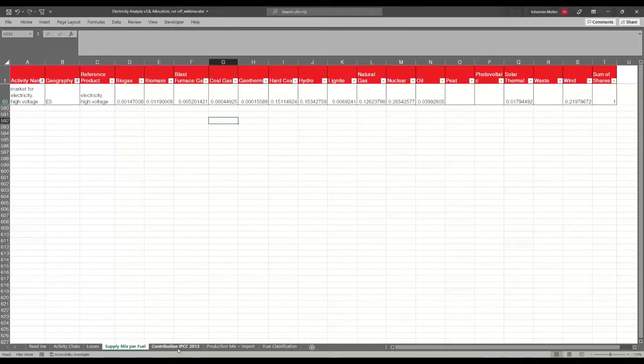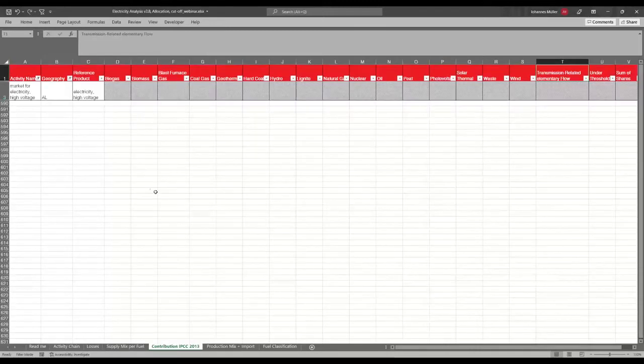And there's a similar tab here called contribution IPCC that shows the contributions of global warming potential by the different fuels. Here it is now grayed out, as this is licensee-only information. And here you can see, for example, how much hydropower in terms of global warming potential contributes to the high voltage electricity market, again in Albania.